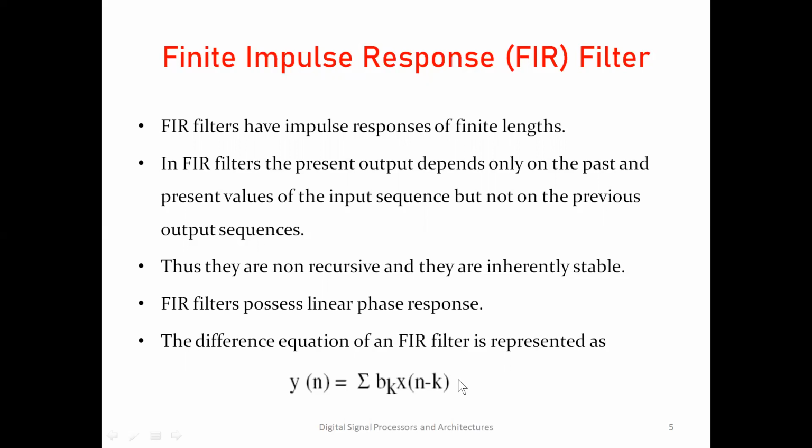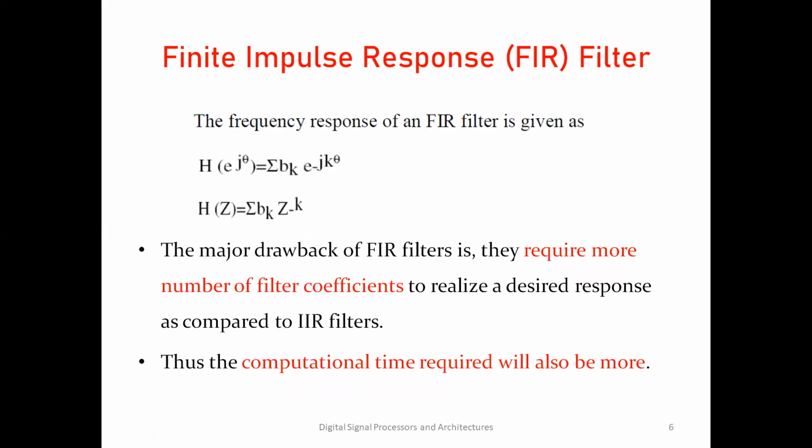If we observe here, the term including the filter coefficients ak is not present, because ak involves the components related to the previous outputs of the filter. As the FIR filter doesn't depend on the previous outputs, we don't have the term including ak. How do we calculate the frequency response of an FIR filter? In the frequency domain, h of e power j theta is sigma bk e power minus jk theta. Similarly, we can even represent it in terms of the Z transform.